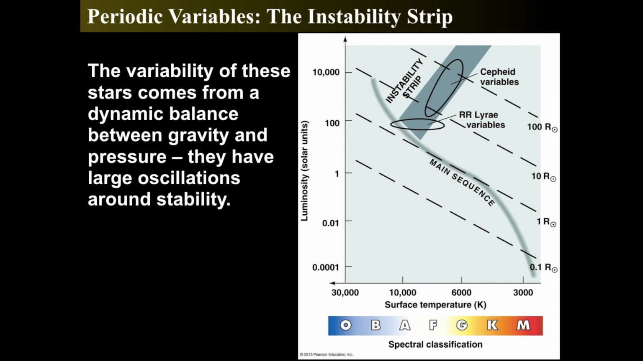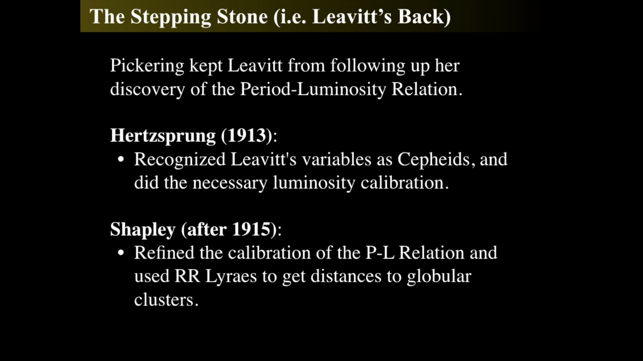And any star that's inside this instability strip shows some sort of variability, either Cepheid variability or RR Lyrae variability. And these are evolved stars off of the main sequence. Anyway, let's take a step back.